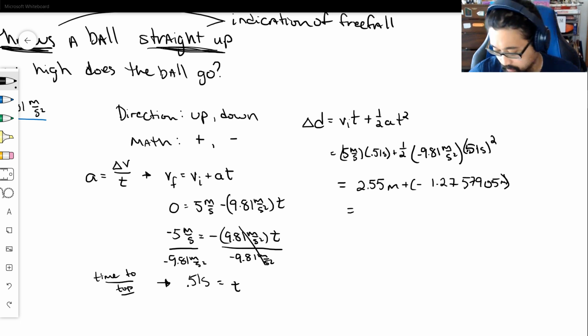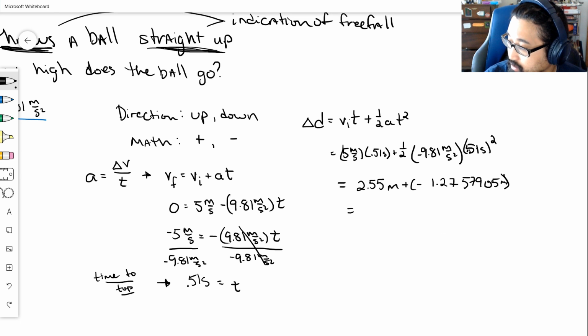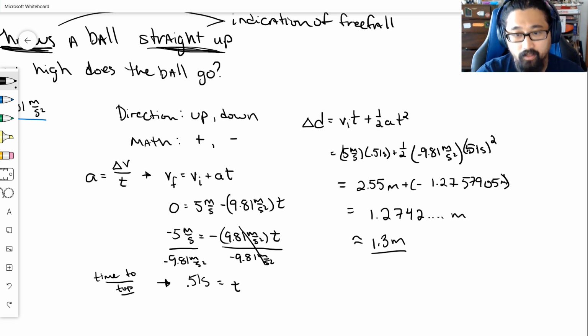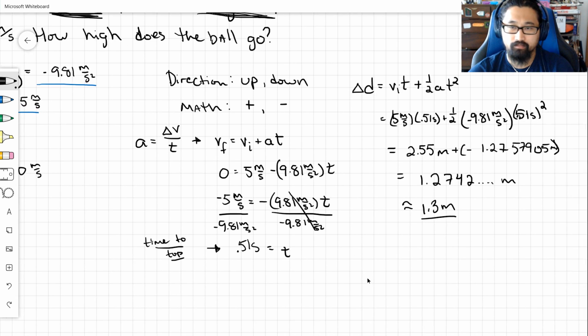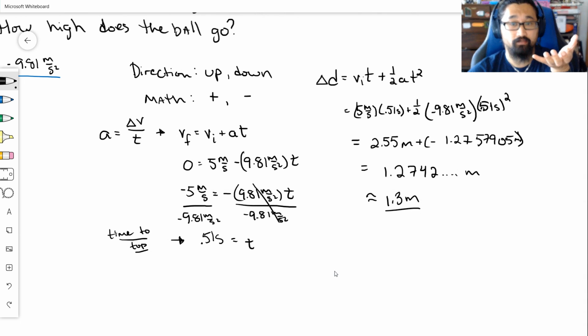And then again, back to here. This is going to be, give or take, 1.2742 meters. I will round that to be about 1.3 meters. So our ball, when all is said and done, will travel about 1.3 meters off the ground. Or 1.3 meters from wherever it was released, right?